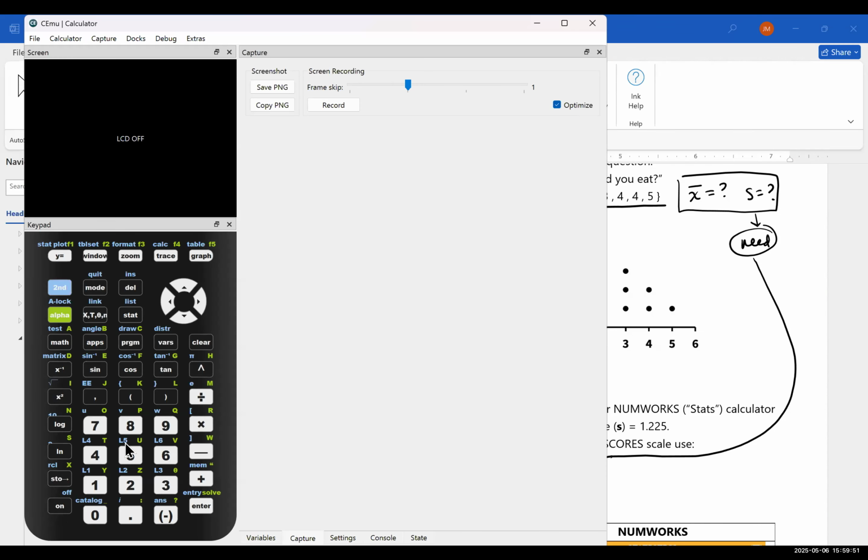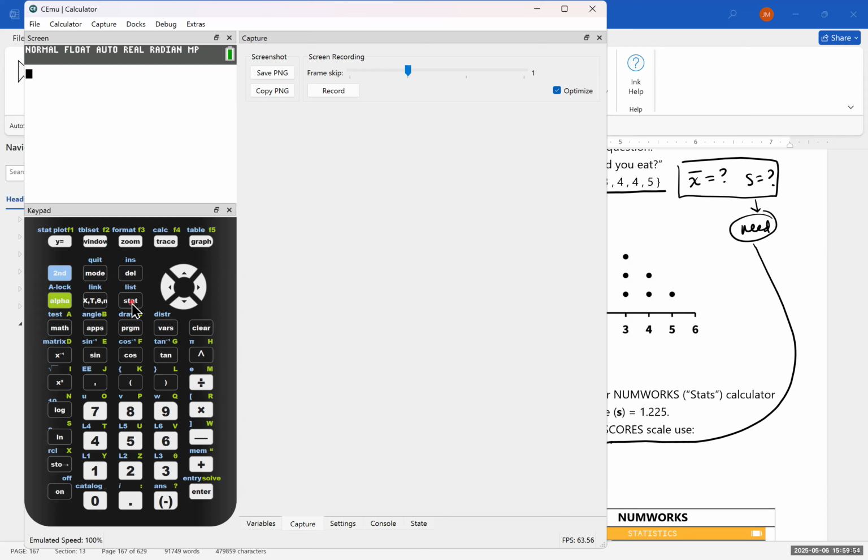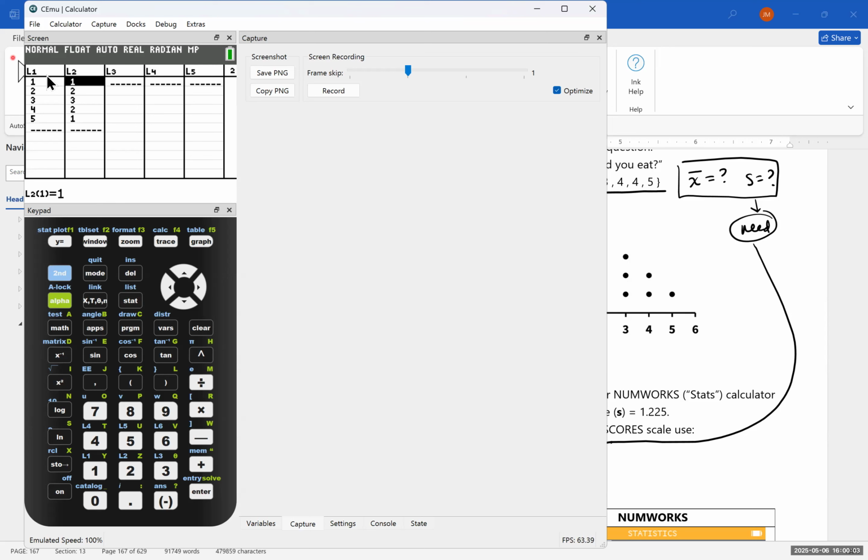So here we are with the Texas Instruments calculator. If we go into the list editor by hitting the Stat button, Edit menu, Edit option. In list 1, I put the list of unique datums in the data set. So this represents 1 donut, 2 donuts, 3 donuts, 4 donuts, and 5 donuts. List 2 is the frequency. So 1 person wanted 1 donut, 2 people said they would take 2 donuts, 3 people said they would take 3 donuts, 2 people said they would take 4 donuts, and 1 person said they would take 5 donuts.